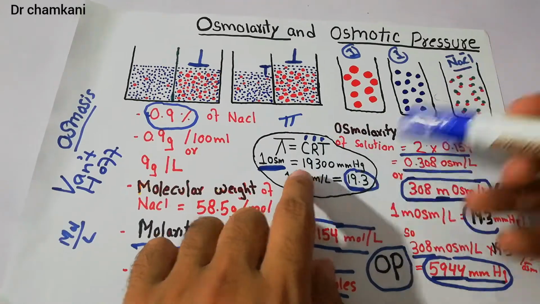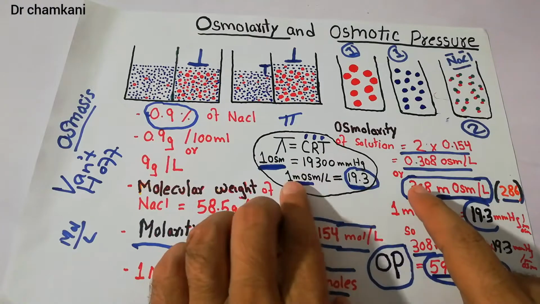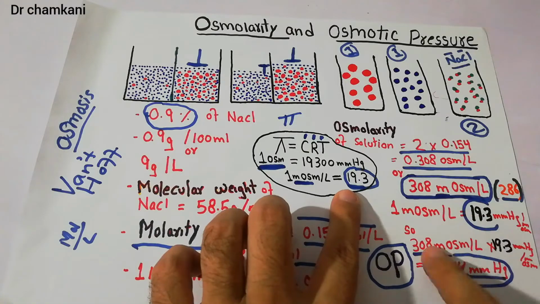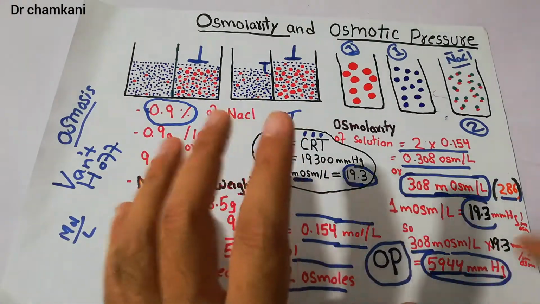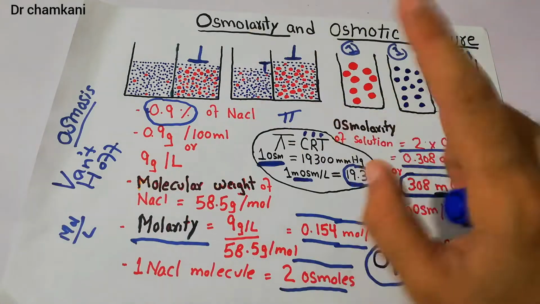or 1 milliosmol is 19.3. We just divide this number by 1000. So if 1 milliosmol is 19.3, 308 milliosmoles will automatically become 308 into 19.3, so the osmotic pressure of this 0.9% solution will be 5944 mm of mercury. So that's how we calculate the osmotic pressure of a solution.